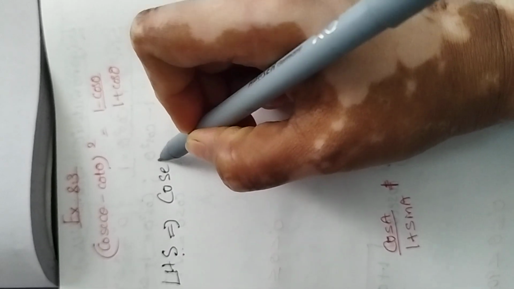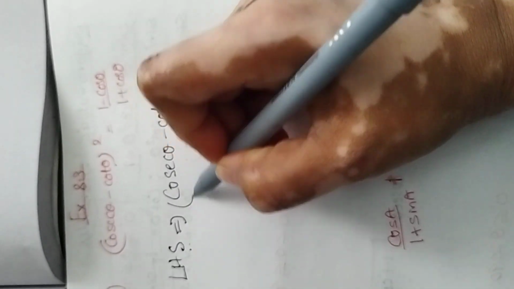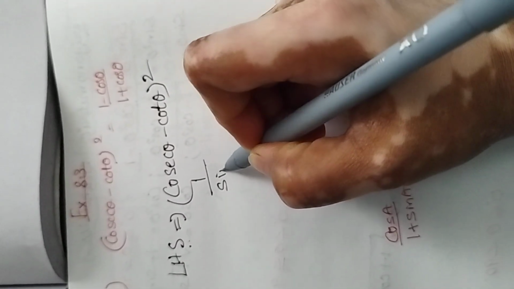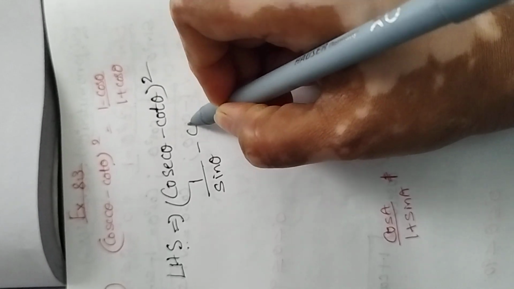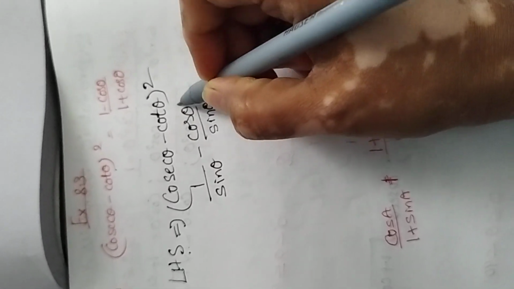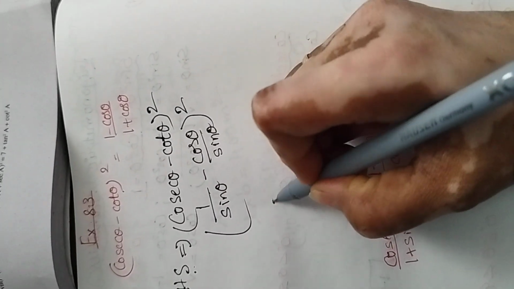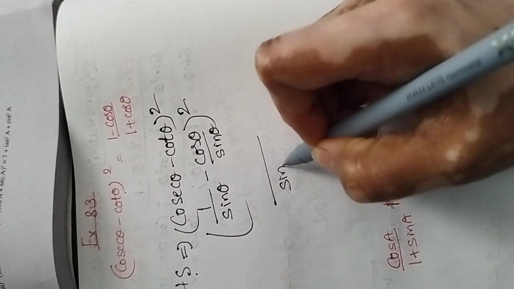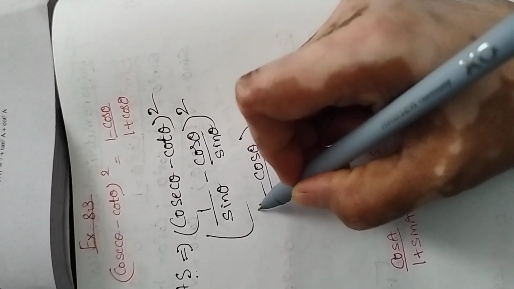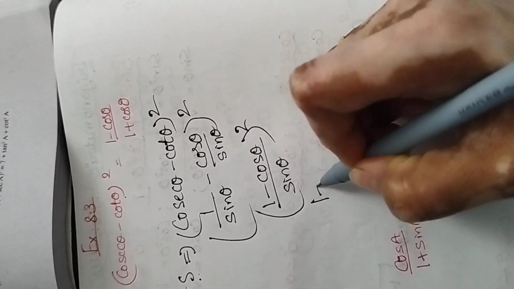Cosecant theta minus cot theta whole square. I am taking this and substituting: cosecant theta means 1 by sine theta, and cot theta is cos theta by sine theta. Next I have to apply LCM. Sine theta is the common denominator, and the numerator is 1 minus cos theta. Next apply square to both the denominator and numerator separately.